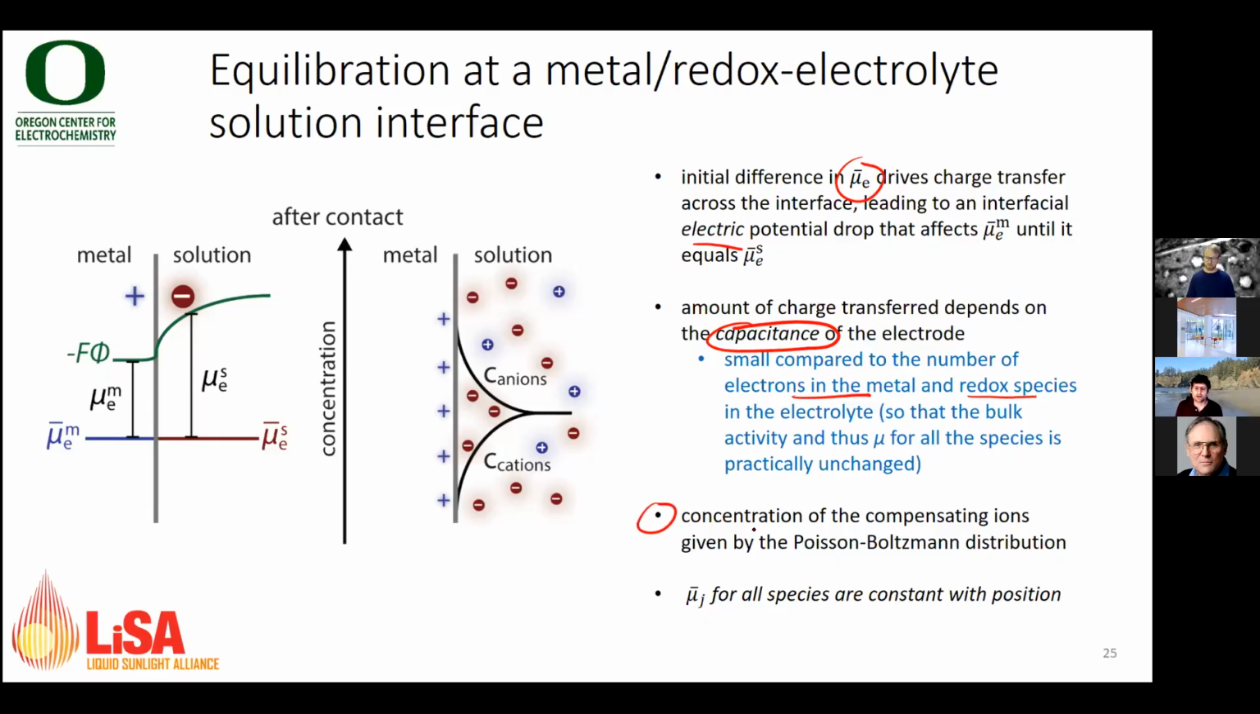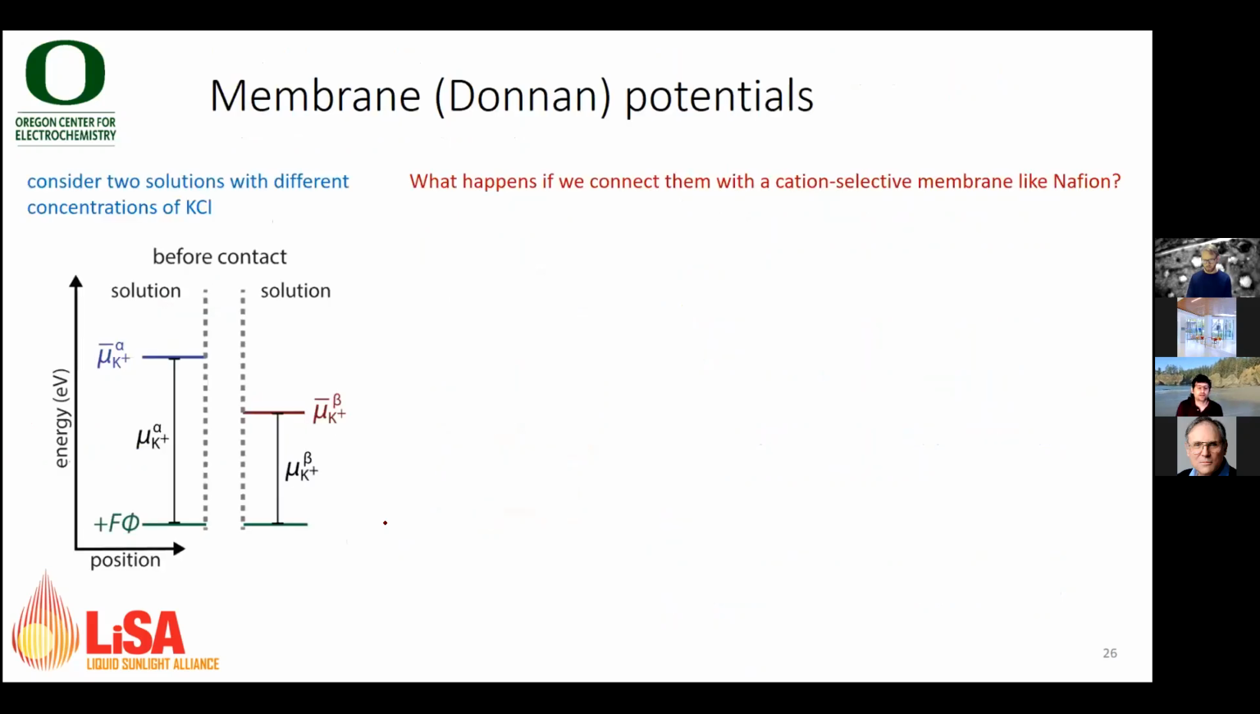And we'll talk about Poisson-Boltzmann, how these ions are distributed in the double layer. This is the double layer. That's a topic that we'll go into great detail, I think, next time. And another key thing is mu bar, the electrochemical potential after equilibration, is the same for all species everywhere, the ones that can exchange.